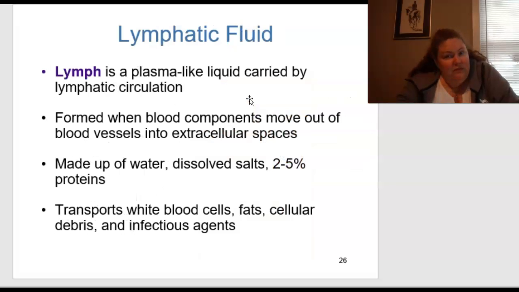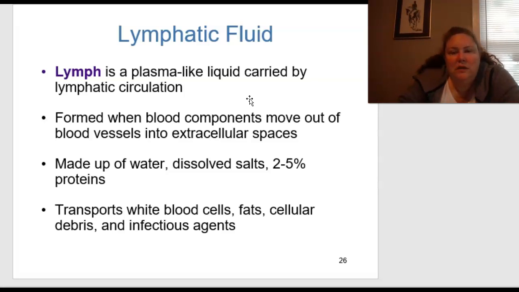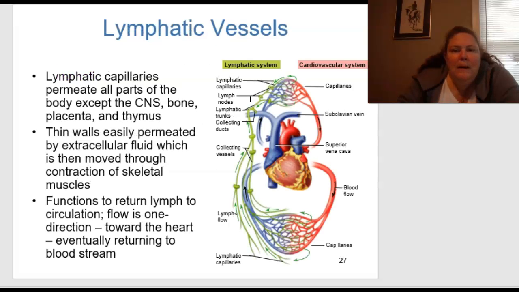So what is lymphatic fluid? Well, lymph is a plasma-like liquid that is carried by lymphatic circulation. And it's formed when blood components move out of blood vessels into the extracellular spaces. This is made up of water, dissolved salts, and it's about 2 to 5% protein. And this transports the blood cells, fats, cellular debris, and infectious agents.